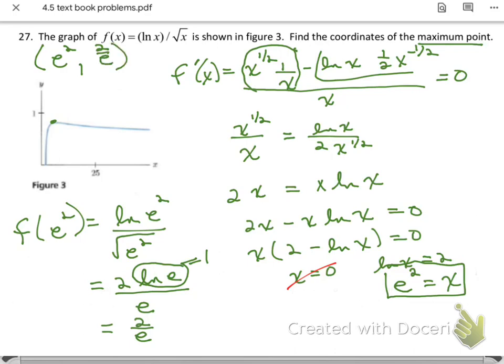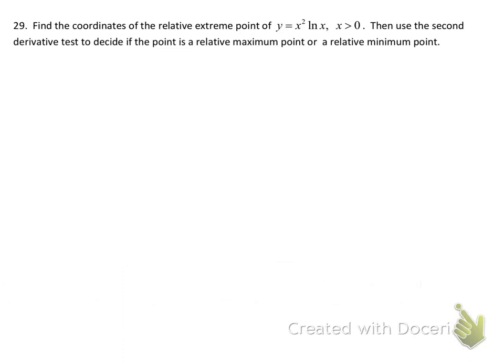Okay, done. Okay, let's go on to the next one. Find the coordinates of the relative extreme point of y equals x squared natural log of x, and x has to be greater than 0. Then they want us to use the second derivative test to decide if the point is a relative max or a relative min. So I need a point, x and y values, and I need to take a test, second derivative test, which is a test of concavity, to figure out if I have a max or a min.